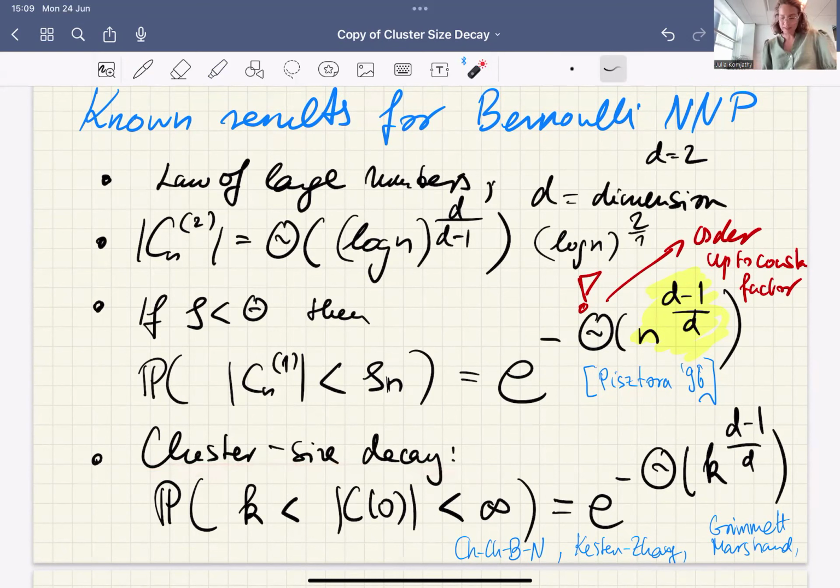And maybe one more thing that is important and it's known is the cluster size decay. So the probability that the origin is in a component which is finite but large, larger than k, also decays stretched exponentially, and the power is again (d-1)/d. So there is this magic power (d-1)/d that drives the decay of these quantities, these probabilities, and the size of the second largest component.